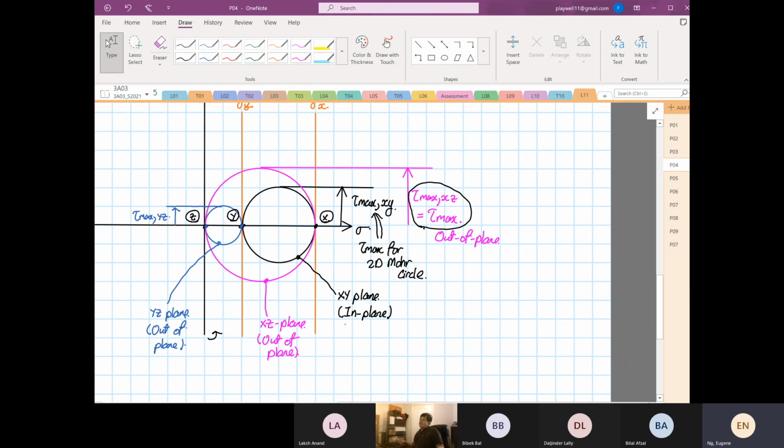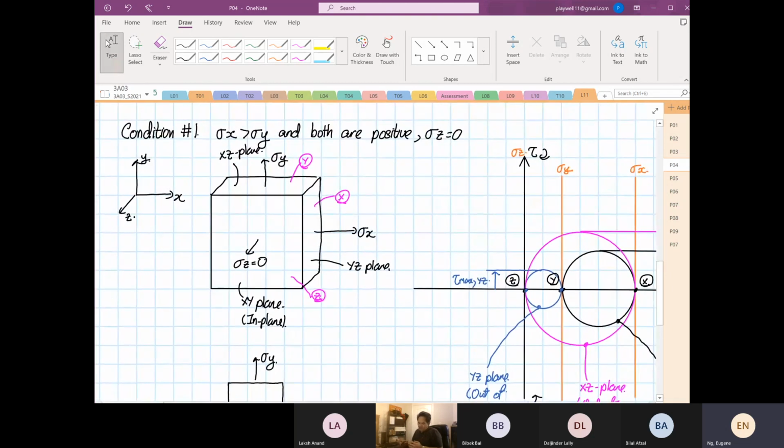We just put a safety factor of 2. No, it does not go this way. It does not work this way. Okay, so that is why this is a good example of why the 3D Mohr circle is important.